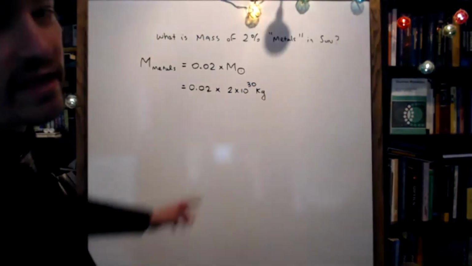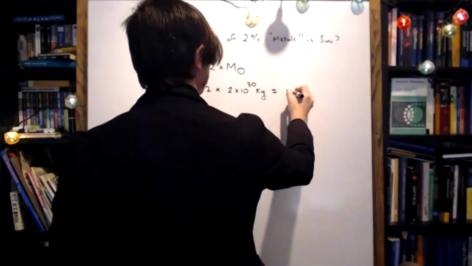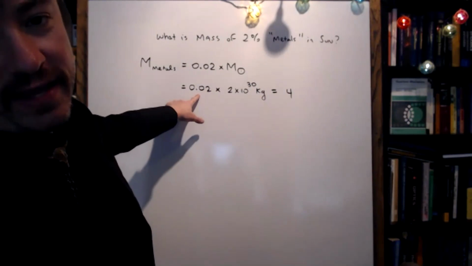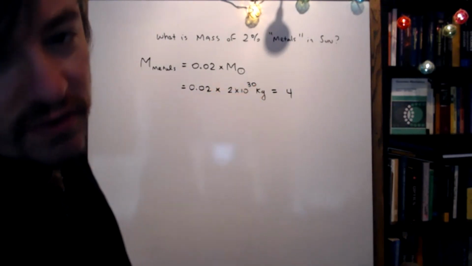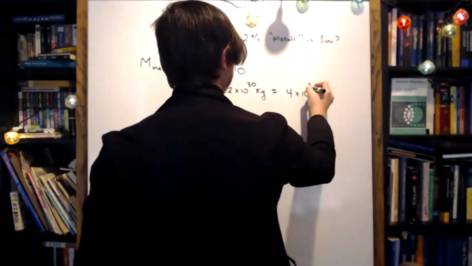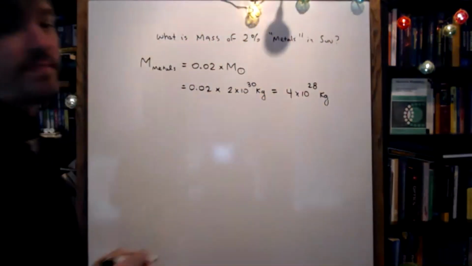We actually really don't need a calculator for this. What's 2 times 2? 4. Now this is 10 to the negative 2, right? So if this is 10 to the power of minus 2, 30 minus 2 gives you 28. 4 times 10 to the 28, and the units are kilograms.